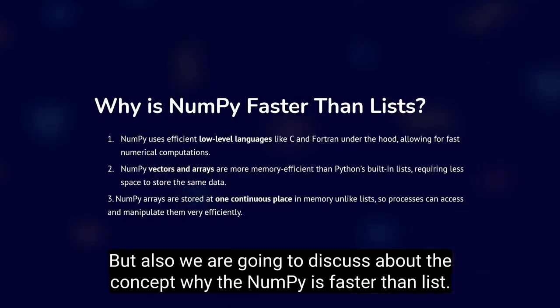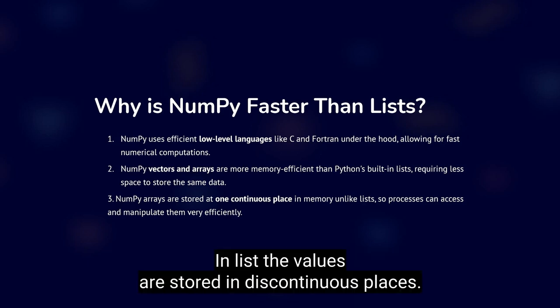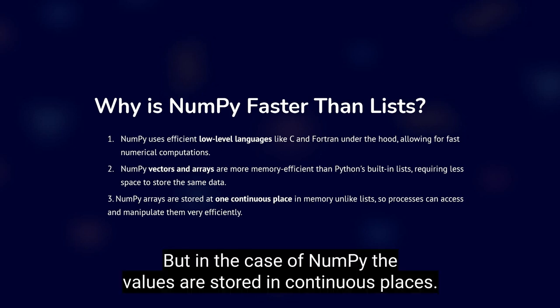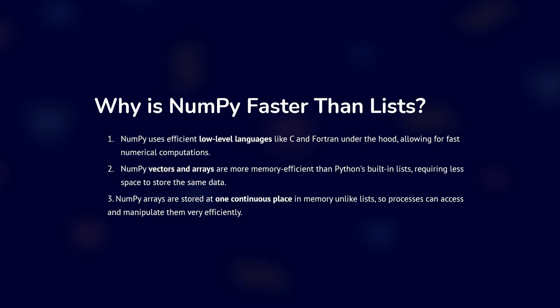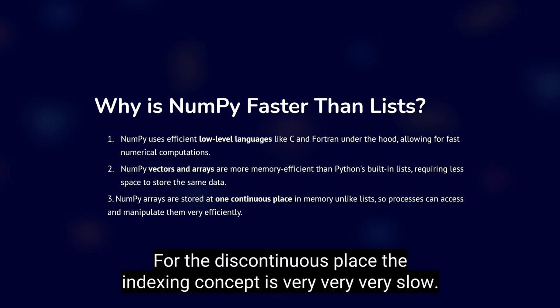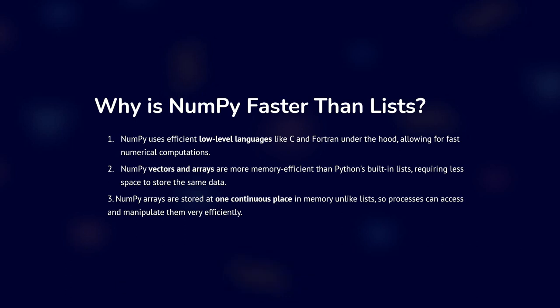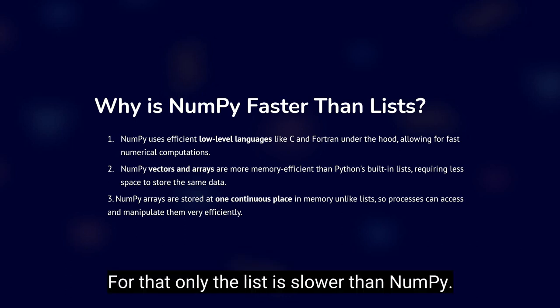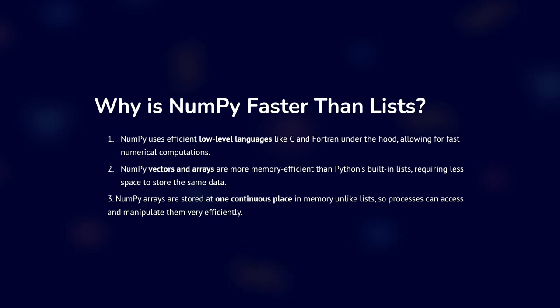And also we are going to discuss the concept of why NumPy is faster than a list. In a list, the values are stored in discontinuous places. But in the case of NumPy, the values are stored in continuous places. So that's the most important difference between NumPy and list. For the discontinuous places, the indexing is very slow. For that reason only, the list is slower than NumPy.